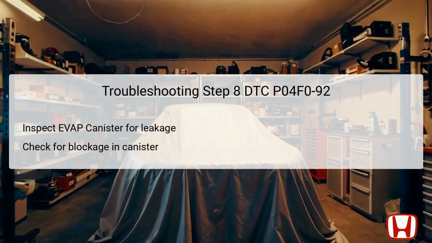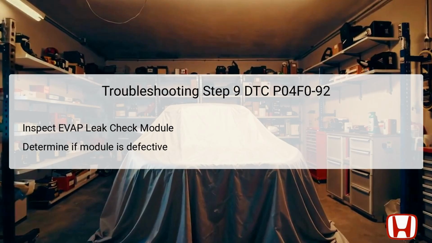This component is key in storing fuel vapors until they can be utilized by the engine. The technician should check for any signs of leakage or blockages that could impede its functionality. This involves disconnecting relevant tubes and conducting tests to evaluate whether the canister effectively holds vacuum. Identifying and remedying any leaks or blockages is vital to ensure optimal operation of the Evap system and prevent further diagnostic trouble codes from arising.